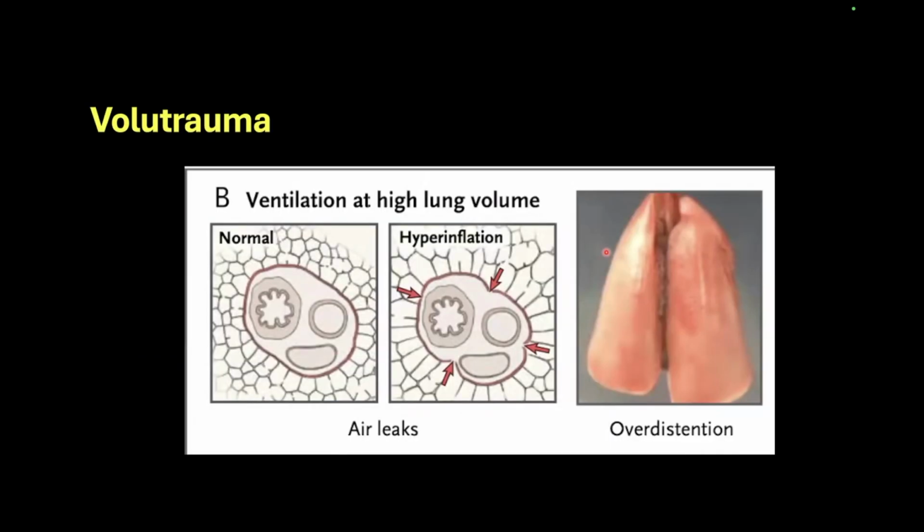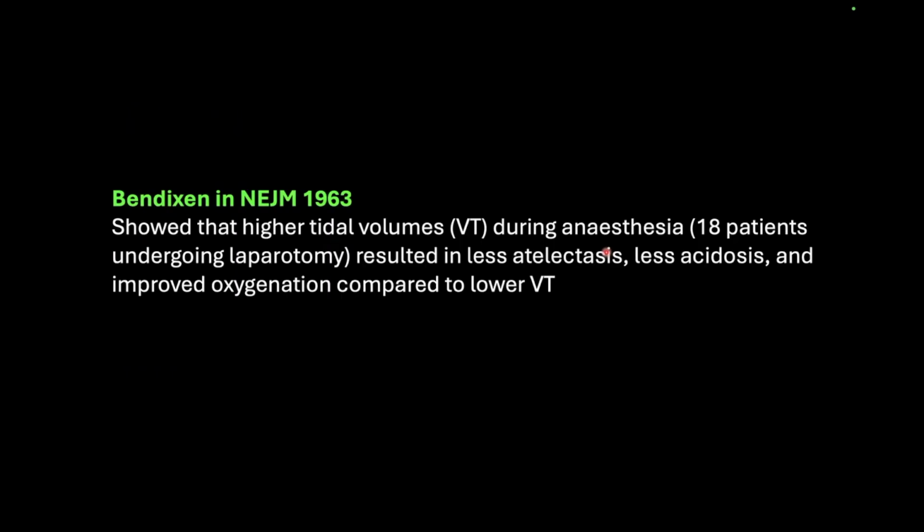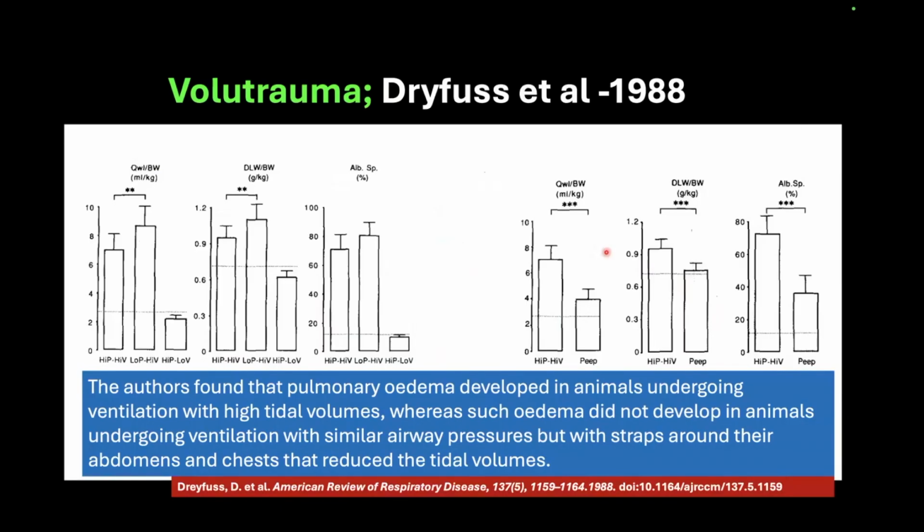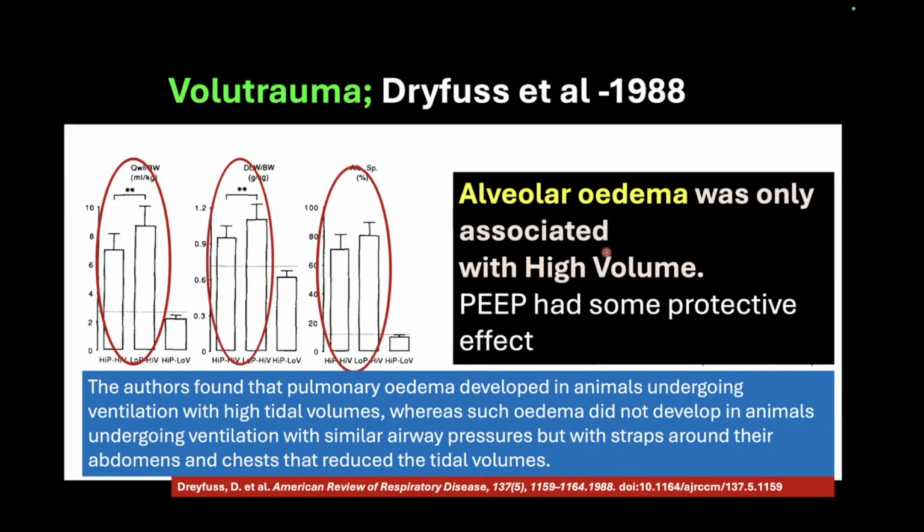Volutrauma means the excess amount of volume causing lung injury. As early as 1963, Bendixen, in 18 patients after anesthesia, showed that if you ventilate at higher tidal volume, there will be less atelectasis, less acidosis, and improved gas exchange. And this led to people ventilating at high tidal volumes of 10 to 15 ml per kg routinely for the next 30 years, until in 1988, when this landmark paper came from Dreyfuss, which showed that alveolar edema was only associated with high tidal volume, and the PEEP had some protective effect.